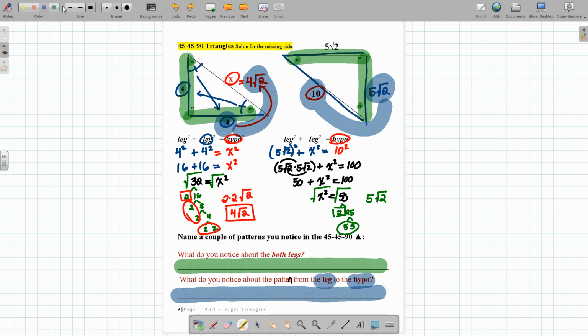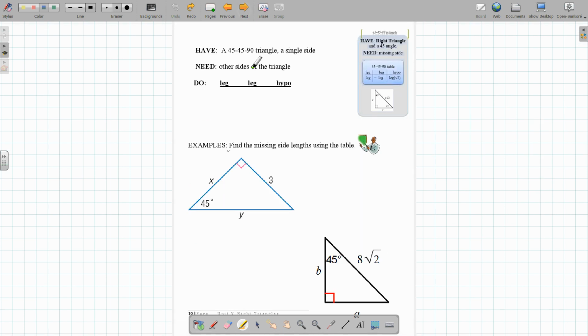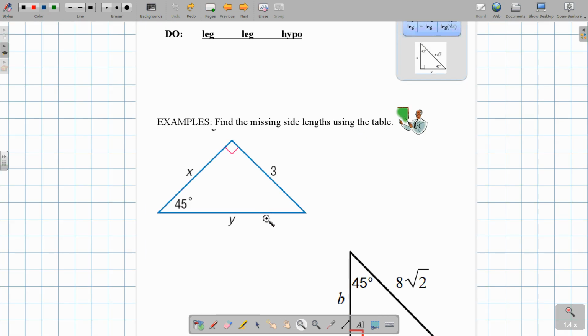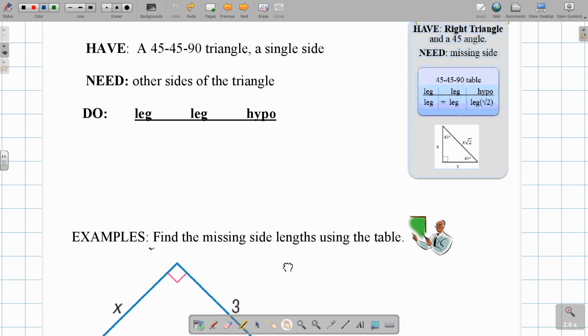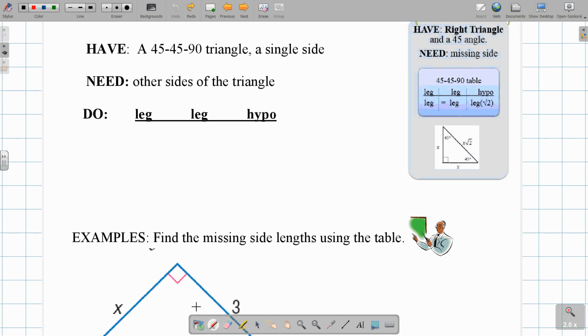Okay, let's see if you guessed correctly. So in a 45, 45, 90 triangle, the pattern is this. The legs will always be equal. That's a simple one to understand. If you have 2 congruent angles, you have 2 congruent sides. The length of the legs will always be equal.